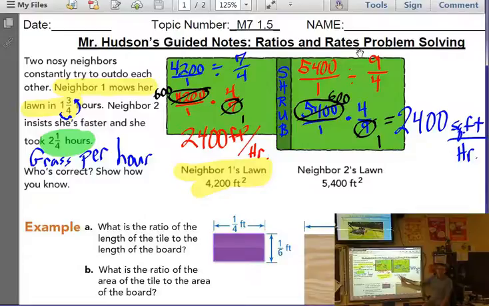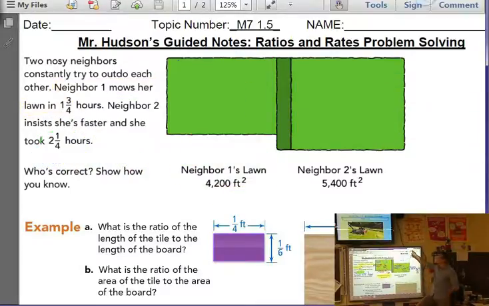They mow at exactly the same speed. Plot twist. So then they just continue to battle and argue over other things like holiday decorations or who has the best trick-or-treat candy. But these neighbors cannot figure out who is better based off their mowing because they both mow at the same speed.